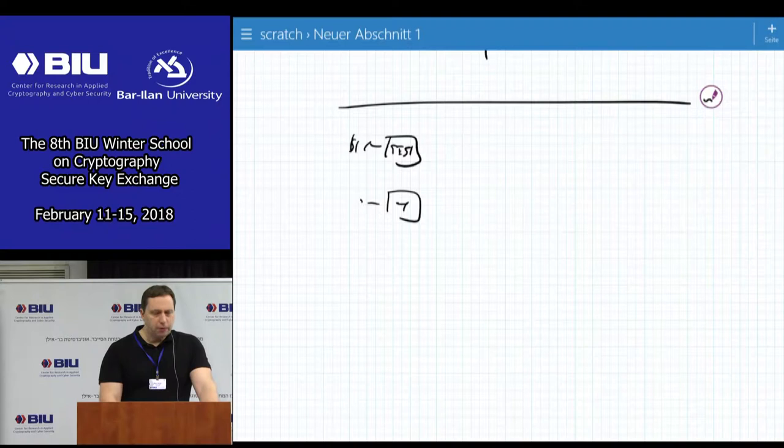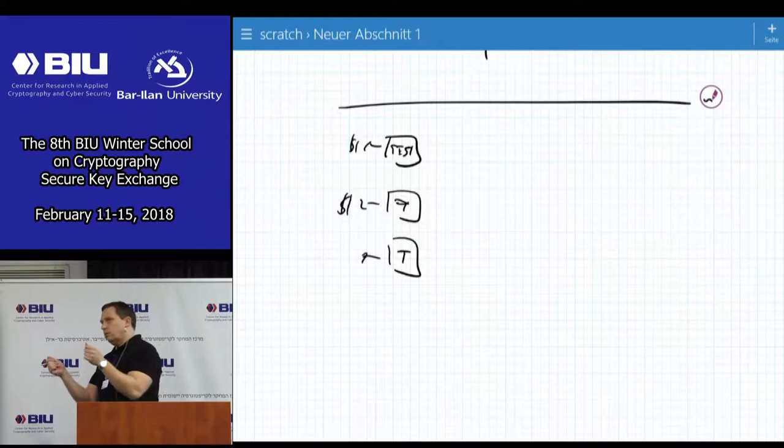Now, in the hybrid argument, I would give you the real key here and the random key here. If you do the test properly, you would get, of course, the same key. Or ideally, you would get the same key because the executions belong together. So they must have the same key.